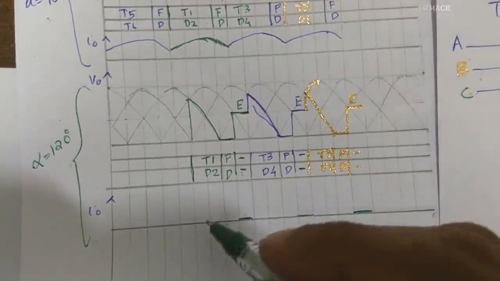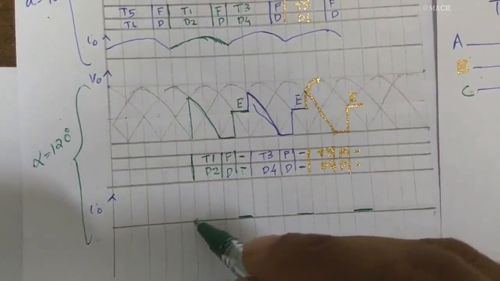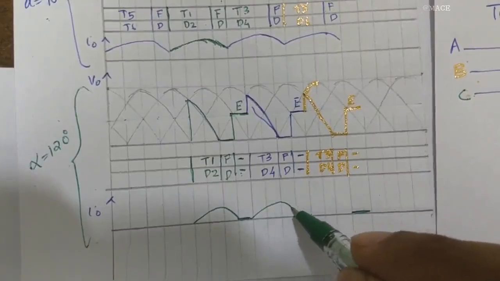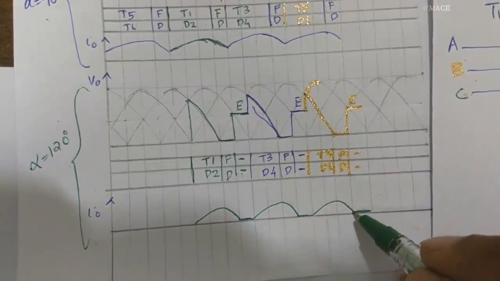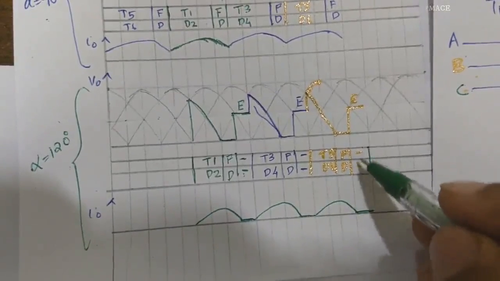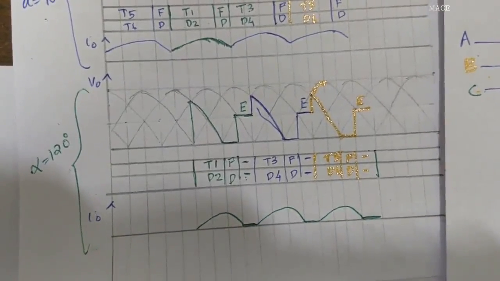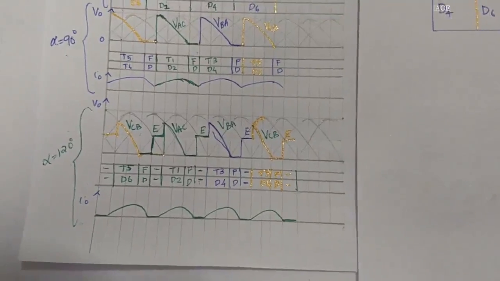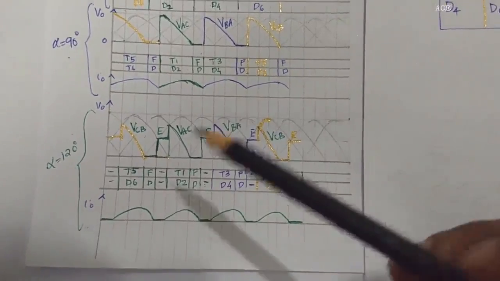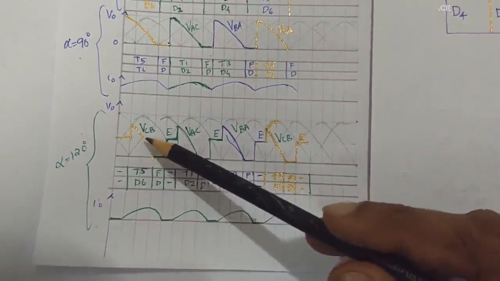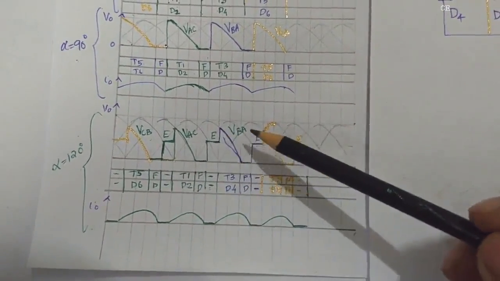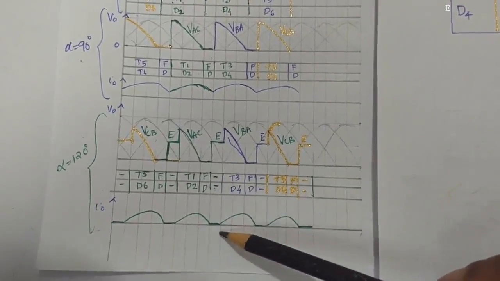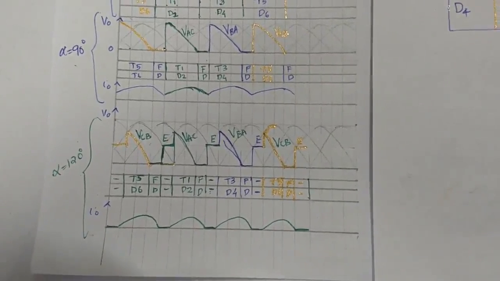So if you are assuming a discontinuous conduction mode, the current will increase, come to 0, again it will increase, come to 0, again it will increase, come to 0. Because no devices are conducting for a certain period of time. Now we can complete the entire figure. So this is the complete figure for alpha equal to 120 degrees. The load voltage waveform, the firing of the thyristors and the diodes, and the load current. Thank you.